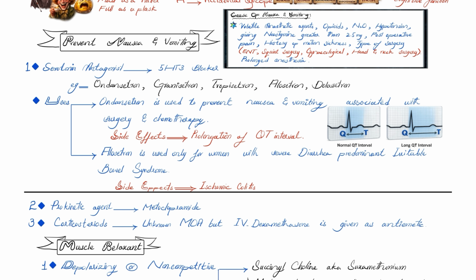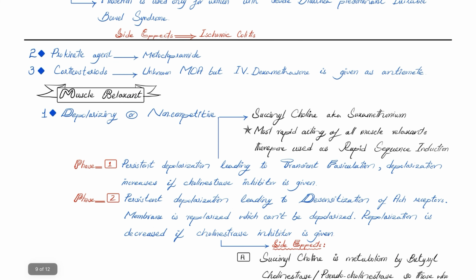Some specific uses of these serotonin antagonists. For example, ondansetron is used to prevent nausea and vomiting associated with surgery and chemotherapy, but its side effect is prolongation of the QT interval. On the other hand, alosetron is used only for women with severe diarrhea-predominant irritable bowel syndrome, and its side effect is ischemic colitis. You can use a prokinetic agent like metoclopramide, or you can use a steroid as an antiemetic, but its mechanism of action is unknown. However, IV dexamethasone is used as an antiemetic.